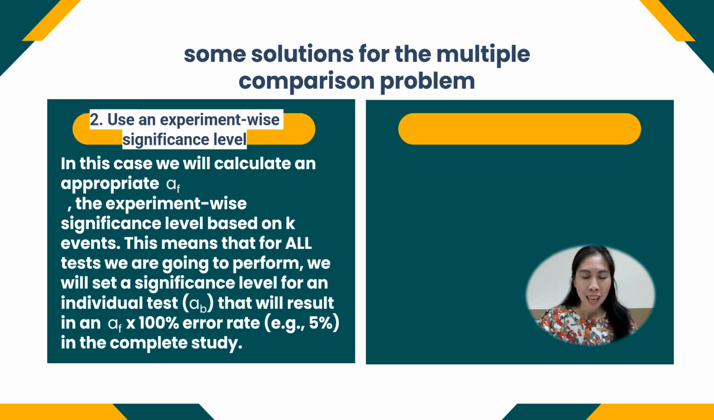Our second solution is to use an experiment-wise significance level. In this case, we will calculate an appropriate alpha, the experiment-wise significance level, based on k events. This means that for all tests we are going to perform, we will set a significance level for an individual test that will result in an alpha F. This is thinking of the experiment as a whole event for which we do not want to report excessive false positive rates. The calculation of this is based on the famous Bonferroni correction.